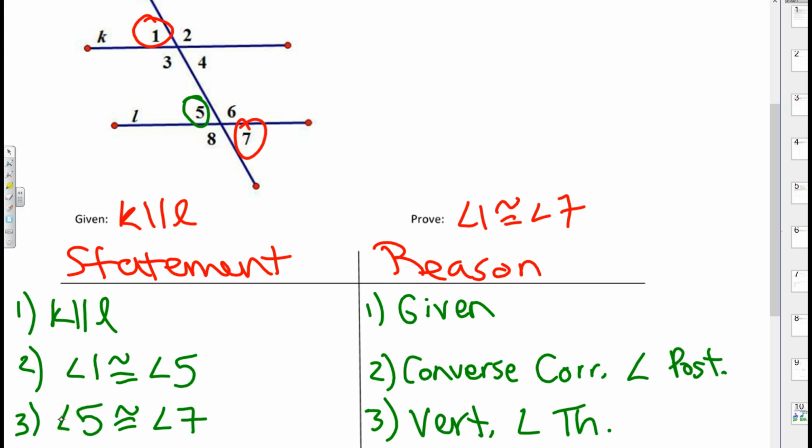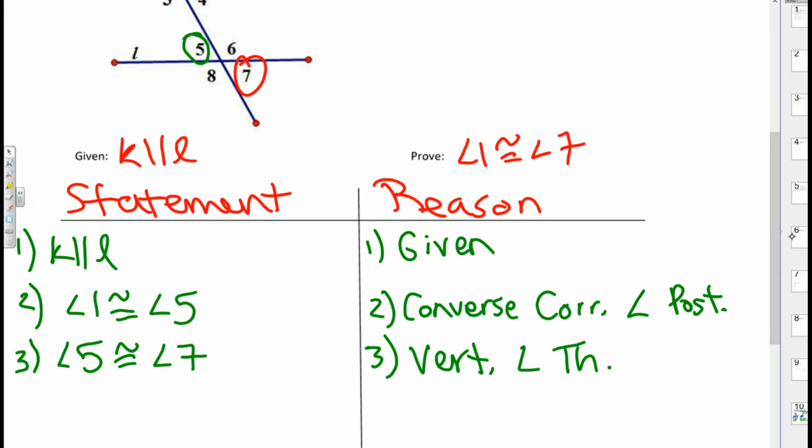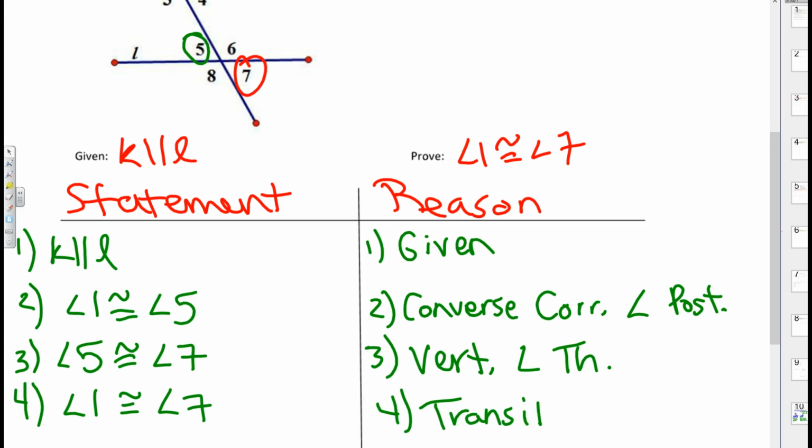And angle 5 is congruent to angle 7 by the vertical angles theorem because they're vertical angles. Well, now we've got 1 related to 5 and 5 related to 7, which means I can now relate 1 and 7 to each other. So I can now say that angle 1 is congruent to angle 7 by the transitive property of congruence, right? Because we're dealing with congruent statements. And that's the end of the proof. We've done it. Not too bad.